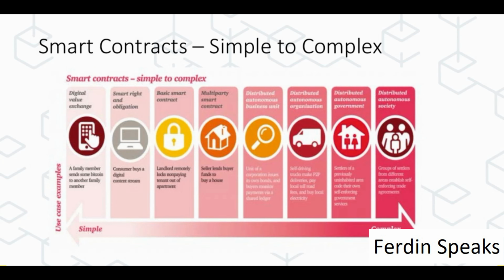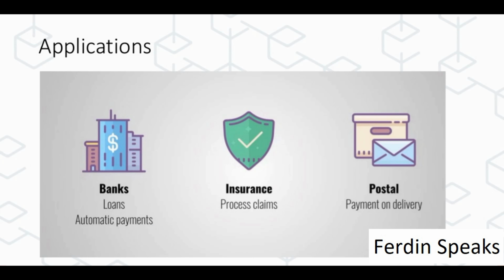Next we have the way it works with the smart contract, from simple to complex. We have digital value exchange, and then smart rights and obligations, basic smart contracts, and multi-party smart contracts are now available, and it is going towards distributed autonomous business units and organizations, and finally it goes to autonomous government and autonomous society. So it is automating so many things in society over the transactions and financial flow of the society.